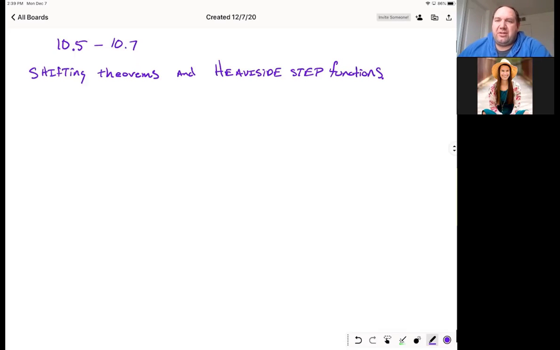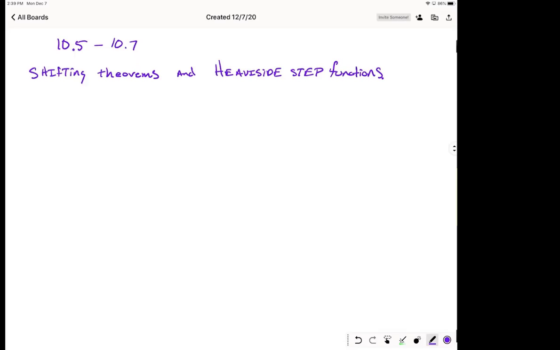So that's something you sort of have to get used to, is that sometimes different textbooks or different crowds will call these theorems different things, but our book refers to them as the shifting theorems. And then the Heaviside also gets another name as well that we'll talk about, but I refer to it as the Heaviside. So first of all is the first shifting theorem.